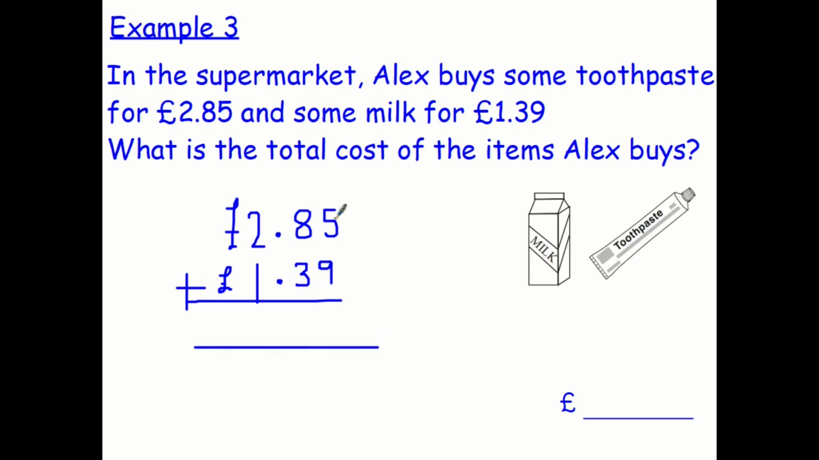Start on the right hand side. 5 plus 9 is 14. 8 and 3 is 11. Plus another 1 is 12. Put the 2 there. Carry the 1. 2 plus 1 plus another 1 is 4. So the final answer there is £4 and 24 pence.